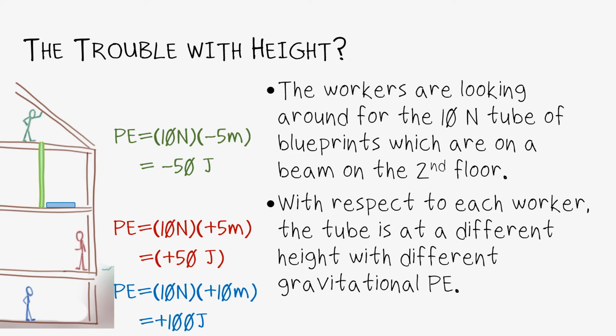So what we see is that all three workers look at the exact same tube, and they see the tube has different gravitational potential energies. And again, it makes sense for what each of them is looking at, but I think you'd agree with me, this is not a way to move forward, to have everybody getting different answers just depending on where they're standing in the building. That could lead to a lot of confusion.